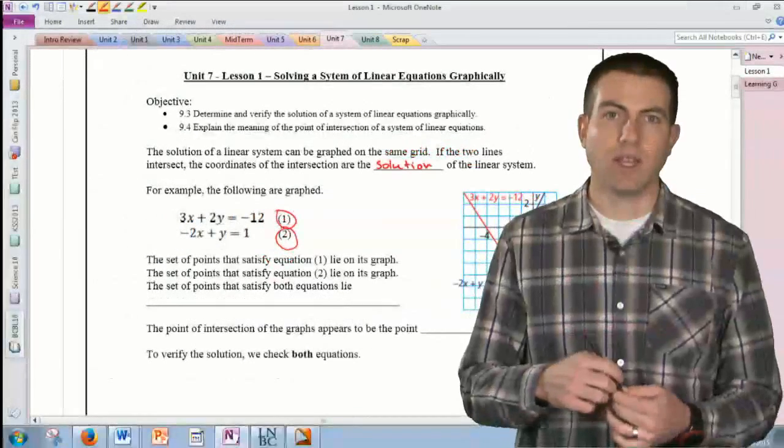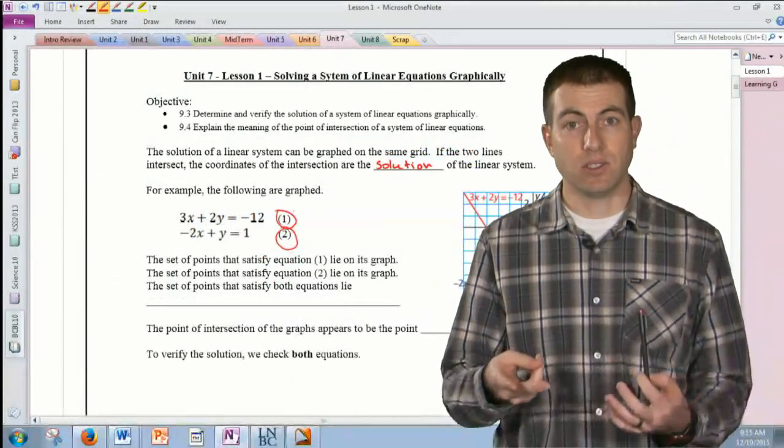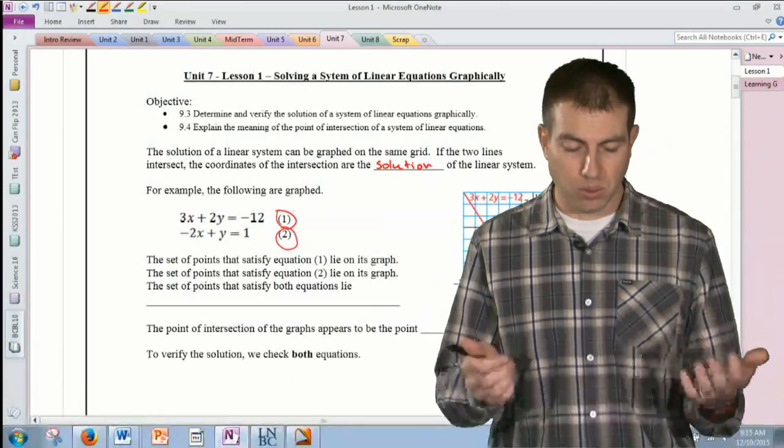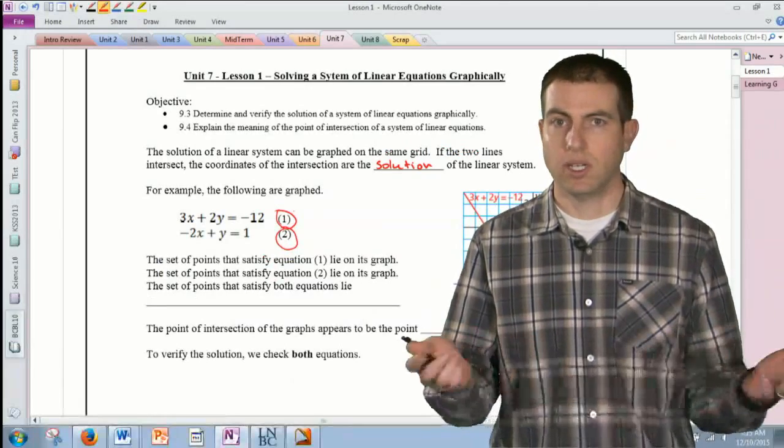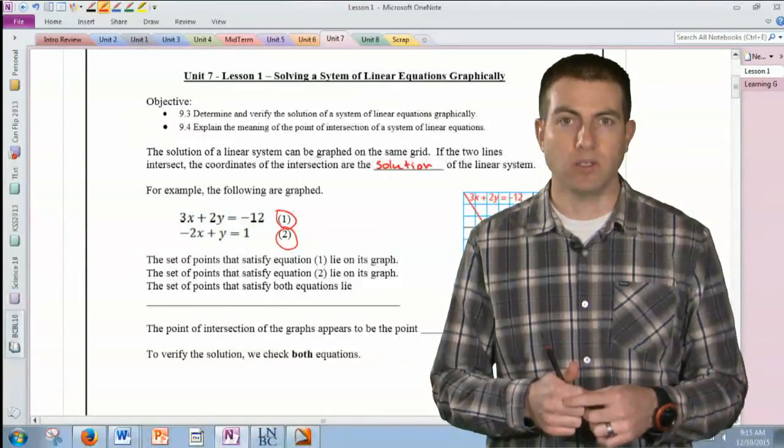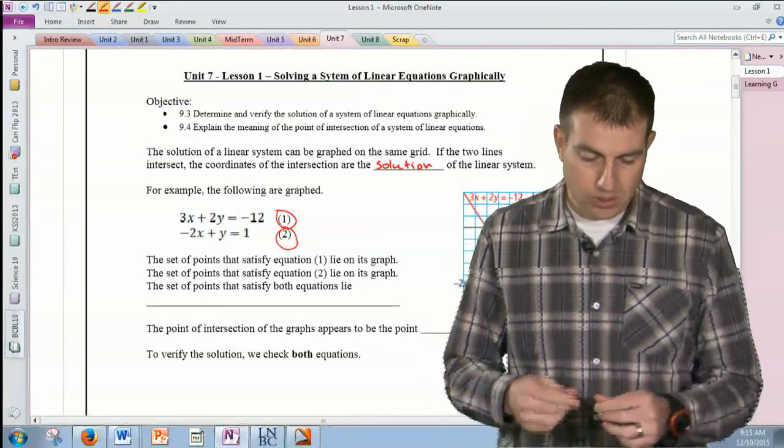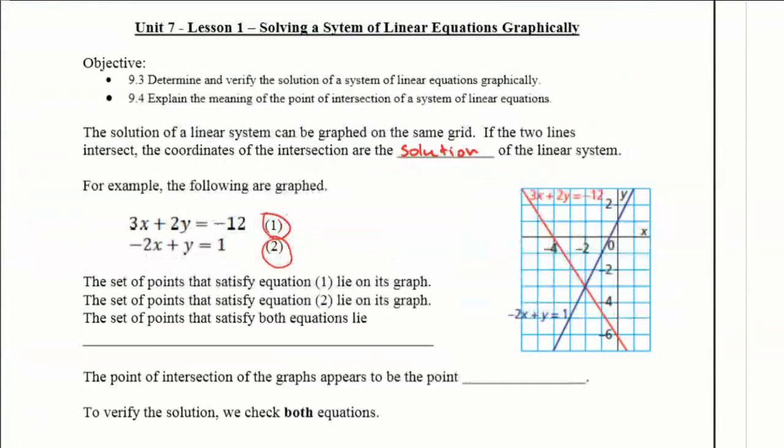But when we have the lines, we're always going to have at least 2, and it's important to figure out which one's which. So just at the very beginning, give them a label, 1 and 2, and then go from there. The set of points that satisfy equation 1 lies on its graph. The set of points that satisfies equation 2 lies on its graph. So the set of points that satisfy both equations is where the two graphs intersect.